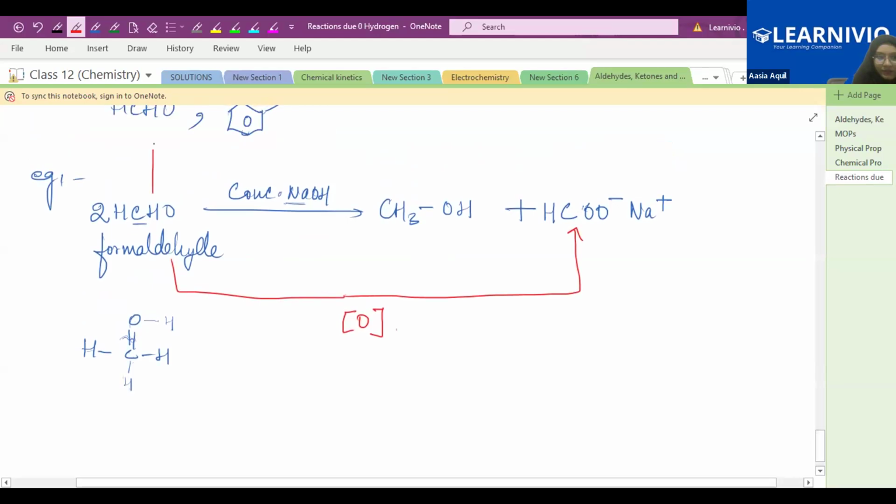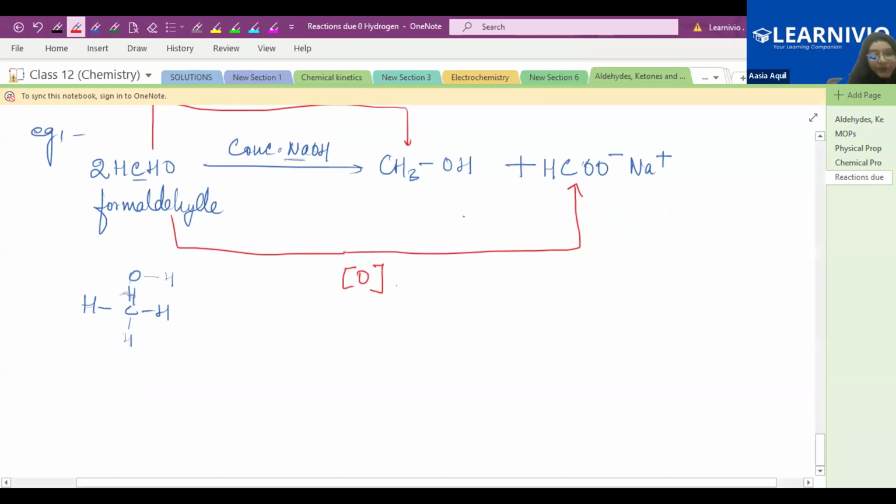And now what is this? This will be reduced. ये reduction हो रहा है यहाँ. It will get reduced to a CH3OH group. So that is your redox reaction. Clear? And that is known as Cannizzaro reaction. Is it clear, Maniba? Yes, ma'am. Okay.